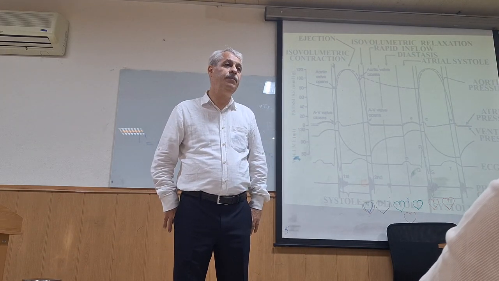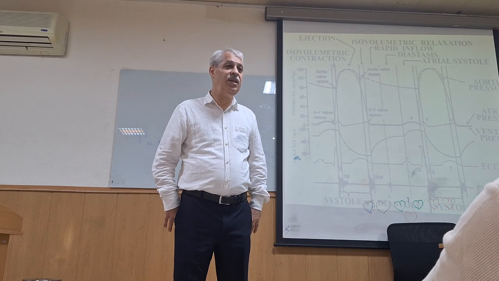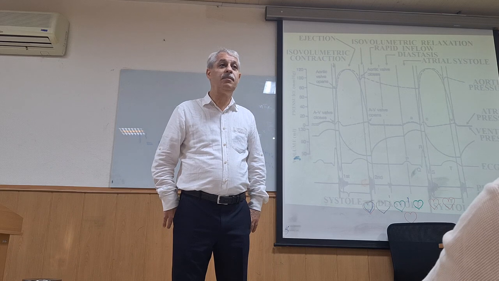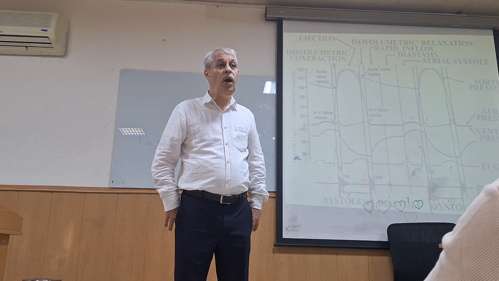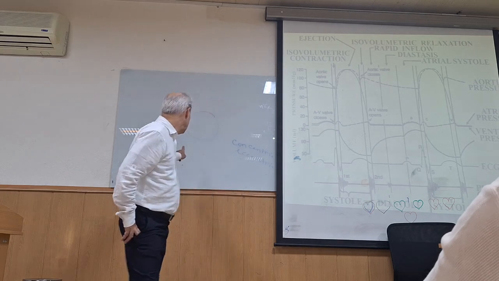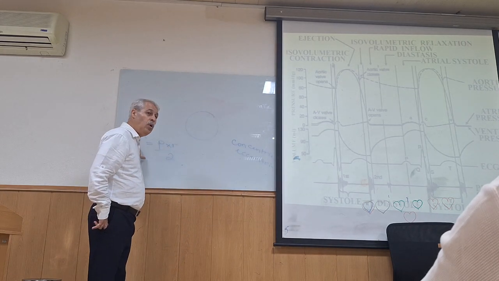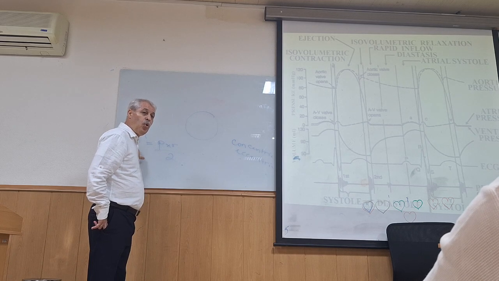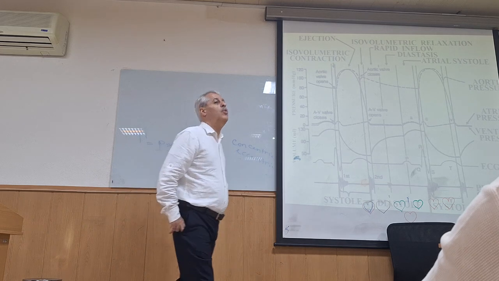So which is more dangerous, the concentric or eccentric? Eccentric. This is called dilated cardiomyopathy. Dilated, because you have a bigger radius. Bigger radius equals more wall tension. More wall tension means more oxygen. More oxygen means more failure.